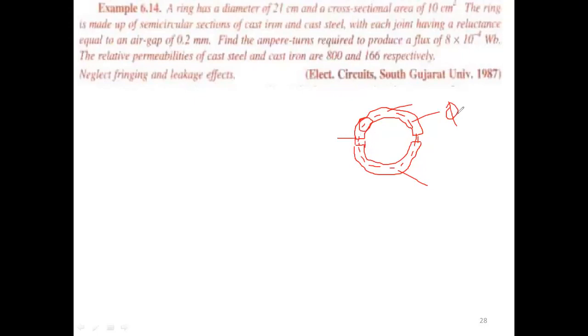But the length of each is different. Length of steel is different, length of iron is different, and length of air gap is different here. And one more thing, length of iron and steel will be the same only. Why will it become the same? Equally they are dividing here in a circle. Here 0.2 mm, here 0.2 mm. Equally we are separating that one. Whatever the length is there, the same length will come here.